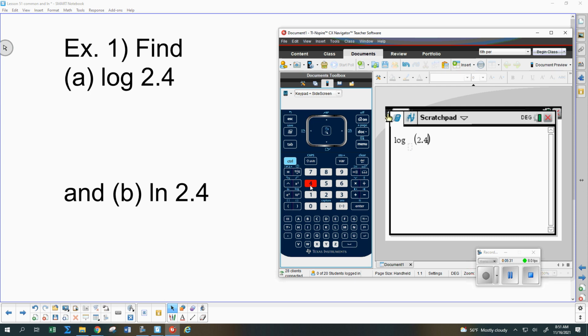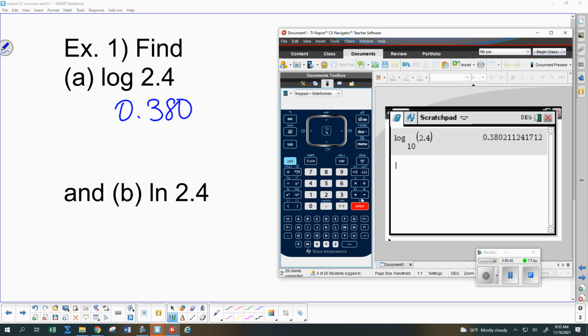And who's done that already? So Kane, what did you get? Anybody else getting 0.380? And so we would simply write down that this is 0.380.